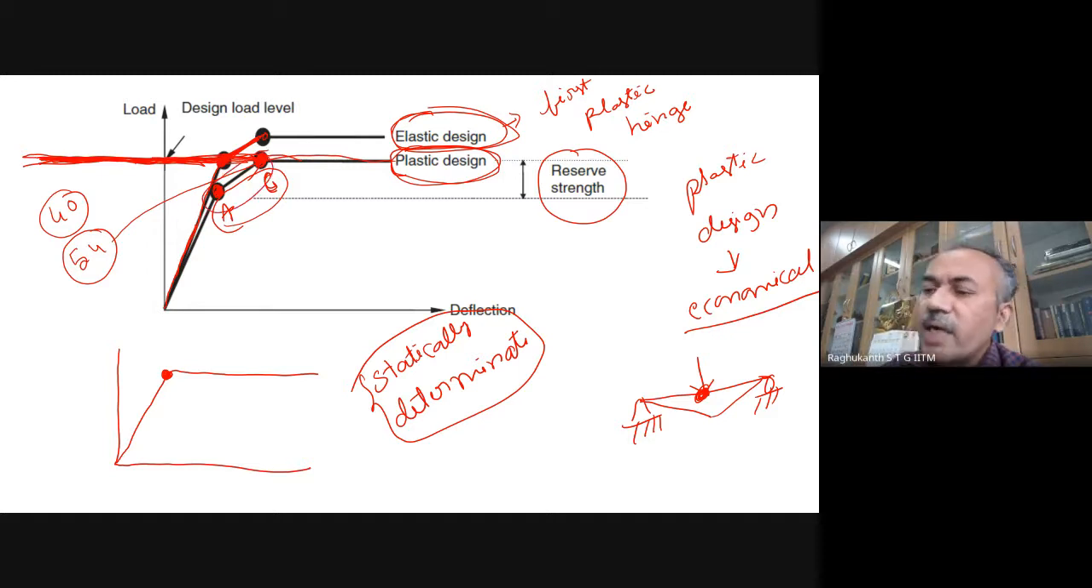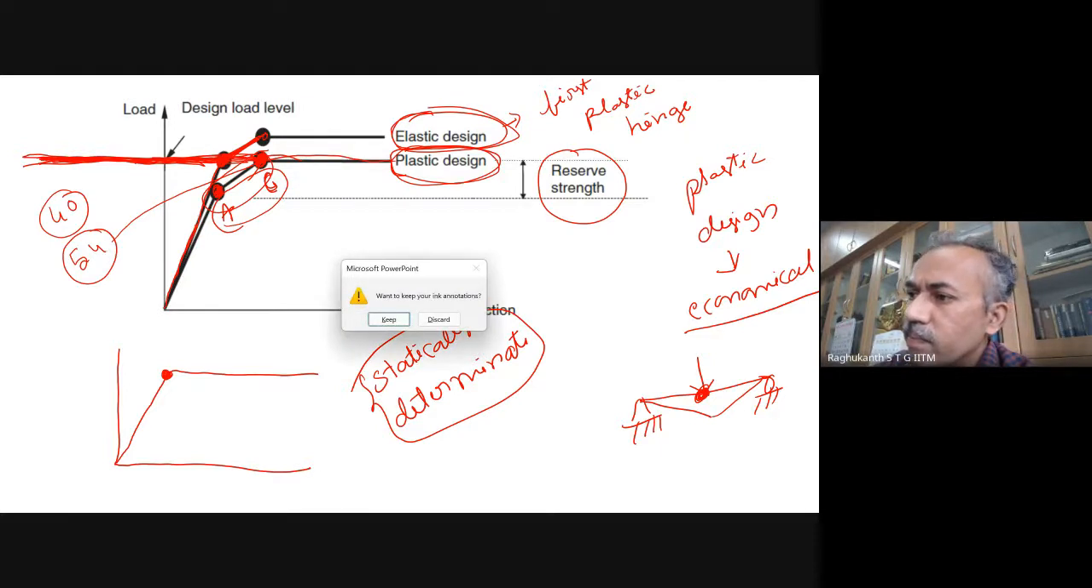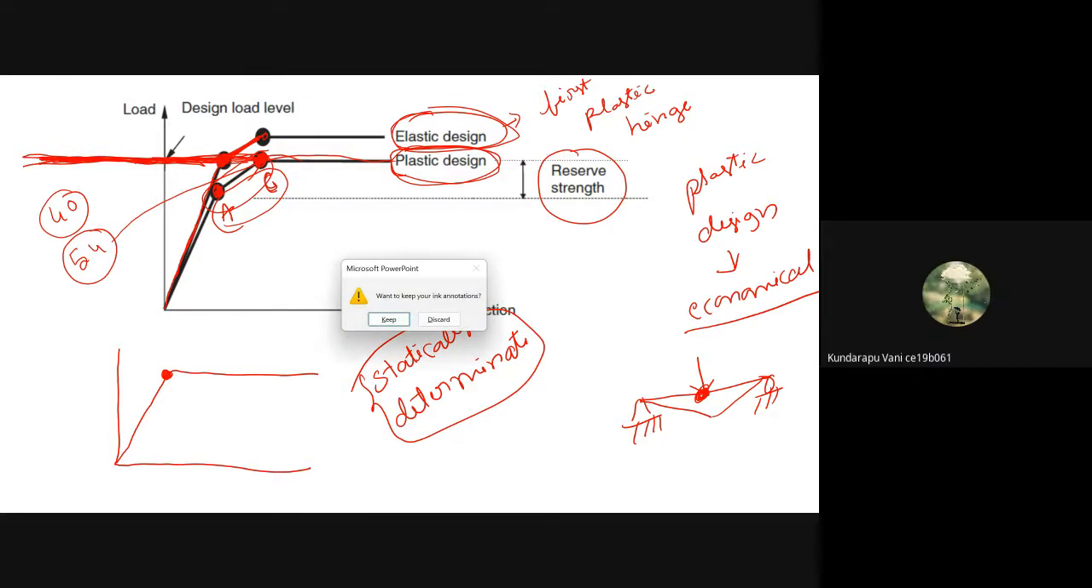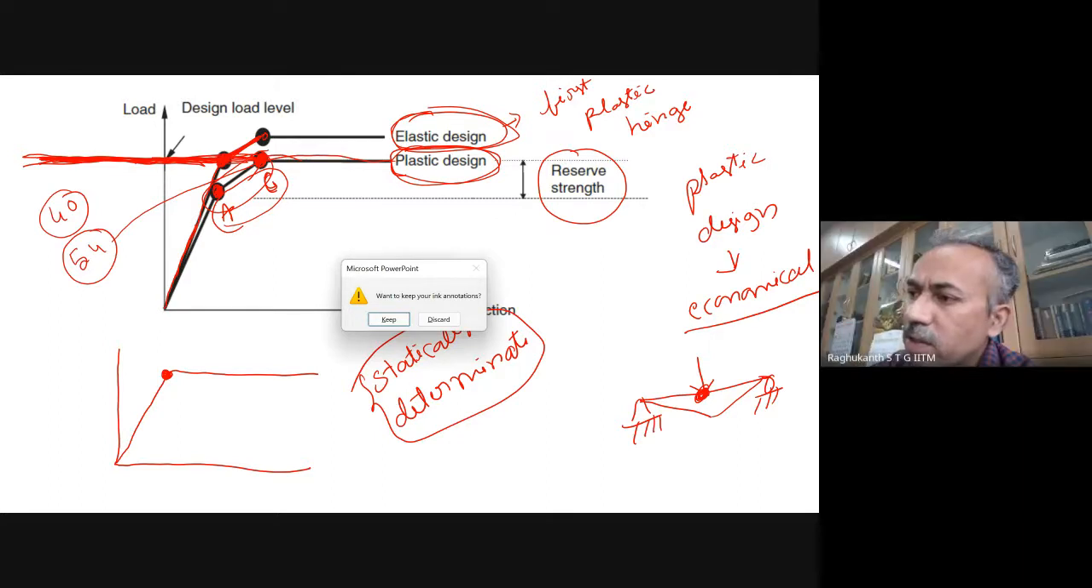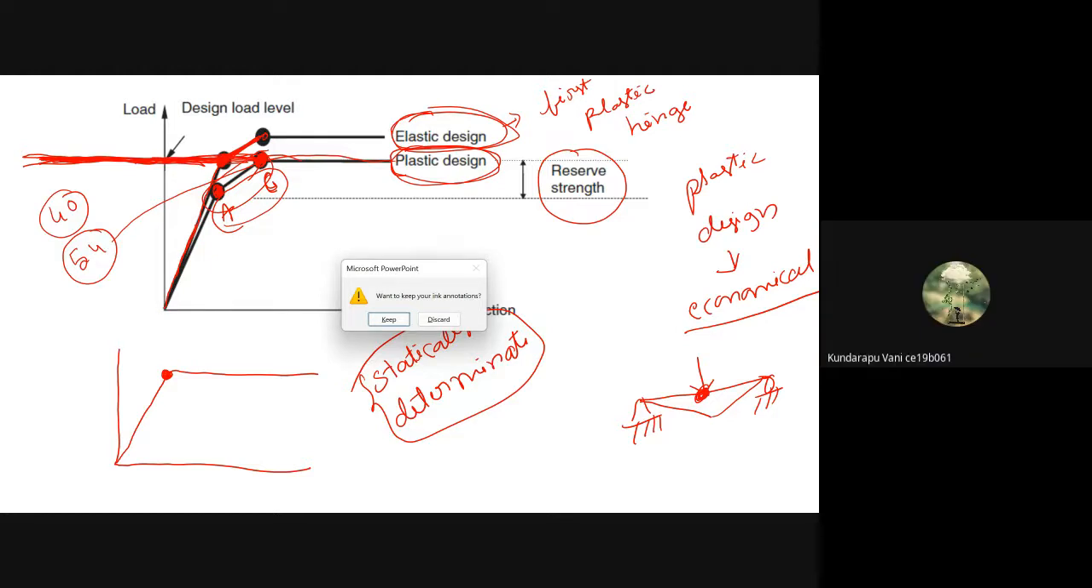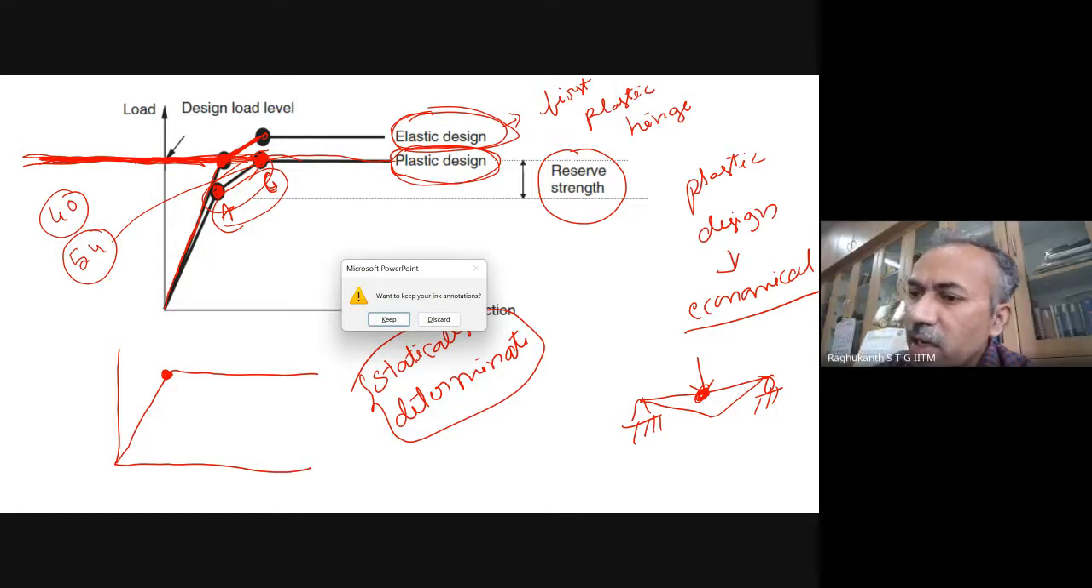If it is a statically determinate structure, only one hinge is possible here. Now, will plastic design give any advantages or not? Any advantage? Vani, right? Please tell me once again. Advantages are there for statically determinate.